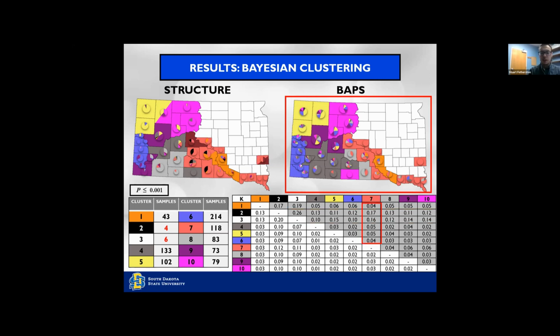And then again, we can look, and this red cluster, cluster number 10, Atlantic Flyway, is also the most different from all the others. And looking at 4, that major gray cluster there is the least differentiated from all others.